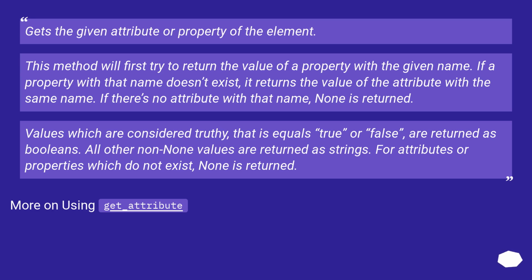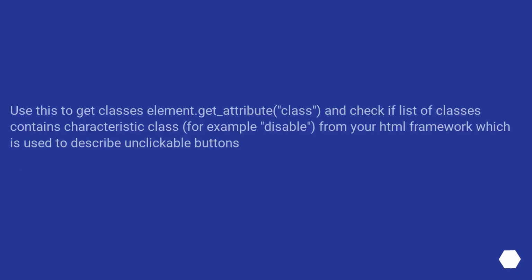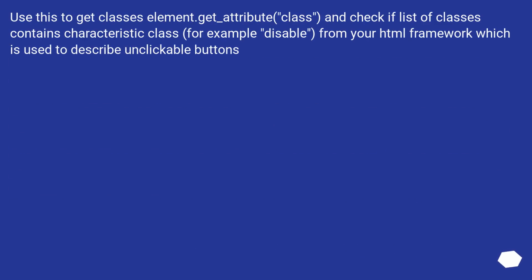More on using get_attribute. You could also try is_displayed or is_enabled. Use this to get classes.